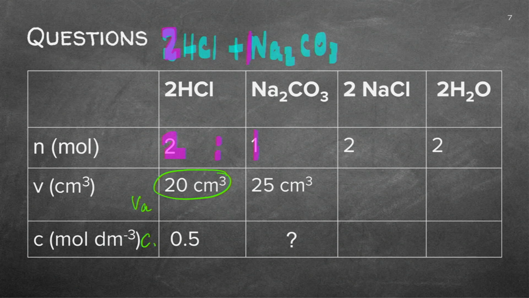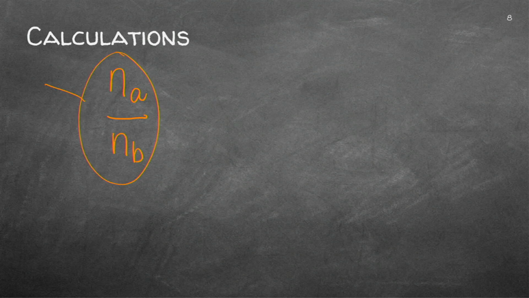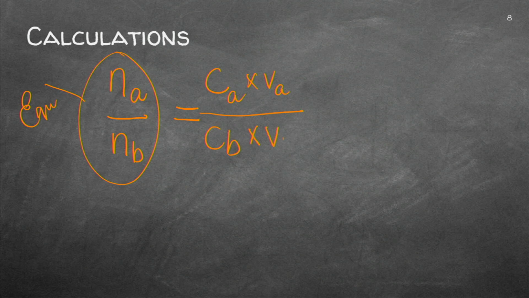They also gave me the concentration of the acid. They gave me the volume of the base, but they asked me the concentration of the base. Now I go to my formulae. My formula looks like this: the acid moles over the base moles, which I get from my equation, is equal to the concentration of the acid times the volume of the acid over the concentration of the base times the volume of the base.